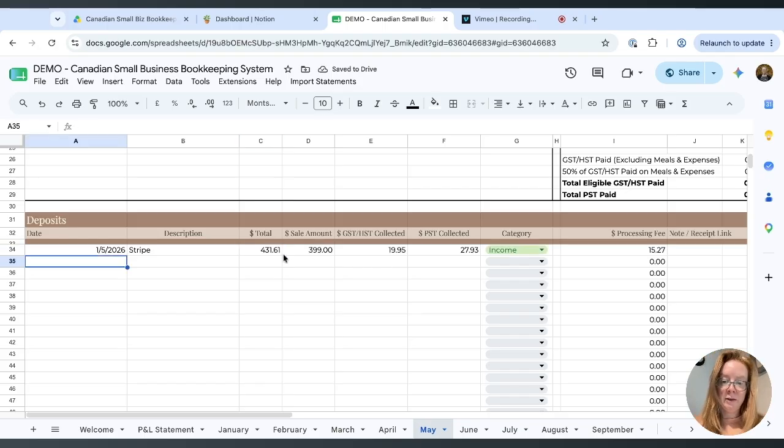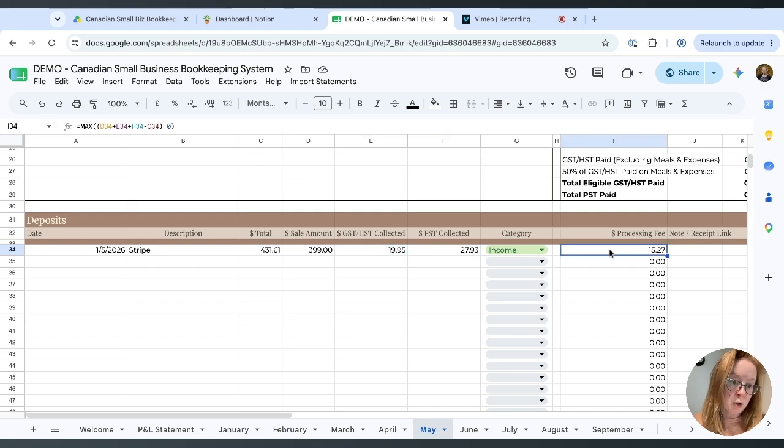So you can see the system automatically categorized that as income. It did a little bit of math. It figured out this is what the customer was actually charged. So that's what's going to get recorded as our total sales for our sales tax reporting. This was the amount of GST or HST that was collected. This was the amount of PST, and this was the processing fee that was paid. So all I had to enter was this part, and then the system took care of all of this.